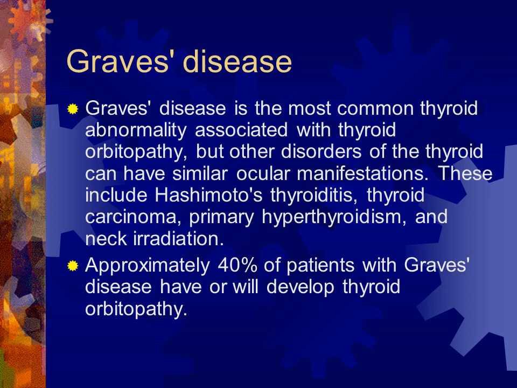can have similar ocular manifestations. These include Hashimoto's thyroiditis, thyroid carcinoma, primary hyperthyroidism, and neck irradiation. Approximately 40% of patients with Graves' disease have or will develop thyroid orbitopathy.